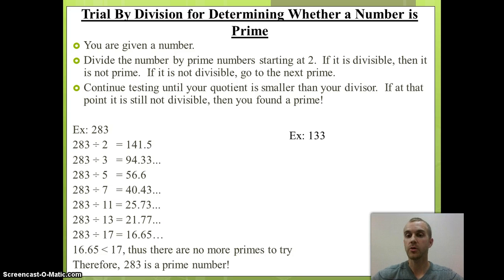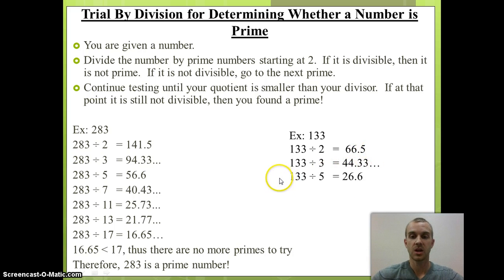How about 133? If I divide by 2, it's not divisible. Divide by 3, not divisible. Divide by 5, not divisible. But when I divide by 7, it's equal to 19. Therefore, 133 is not prime.